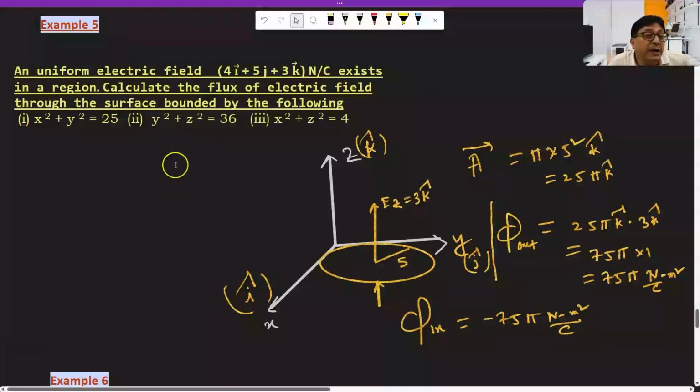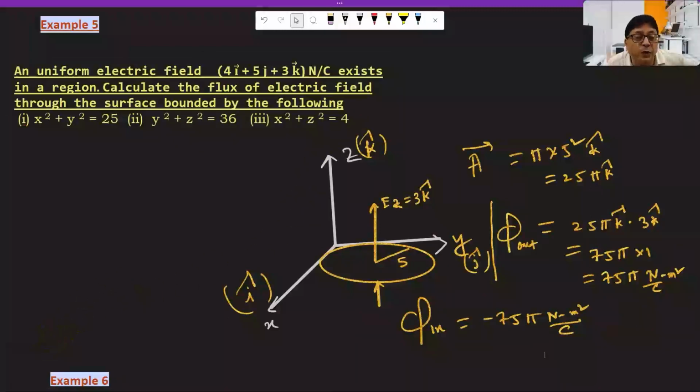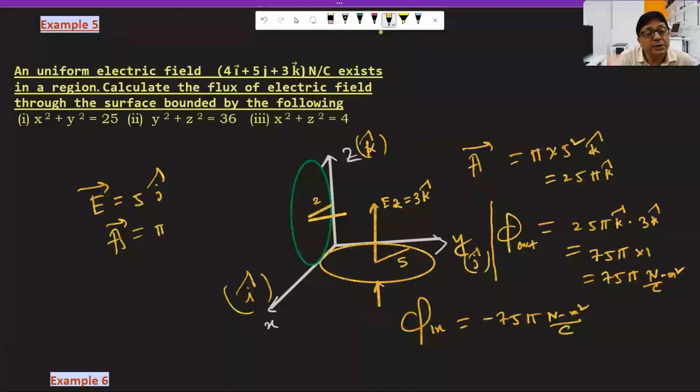Now this plane that I am doing is the third one, because the second one you will be trying at home. x square plus z square equal to 4. For this circle, it lies in the xz plane. The radius of this circle is equal to 2. You write the area vector here and the field vector. Field is directed in what direction? We need the field along the y-axis. What is its value? 5j. So E is equal to 5j, and the area vector is pi into 2 square j cap.